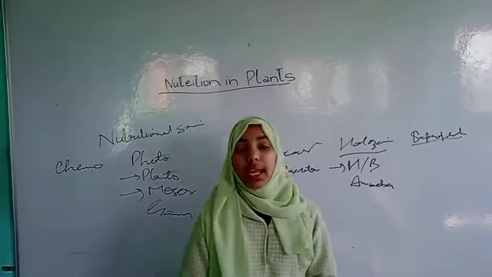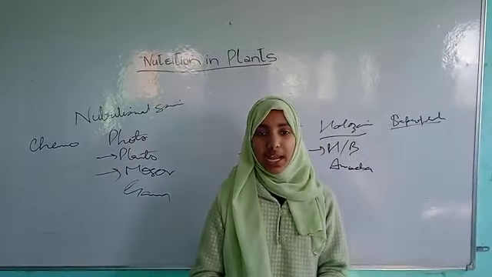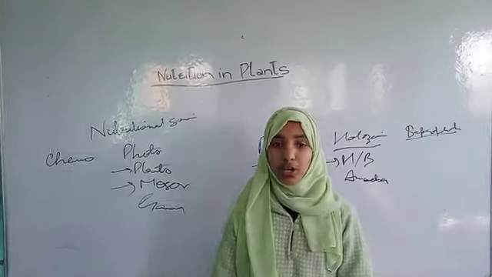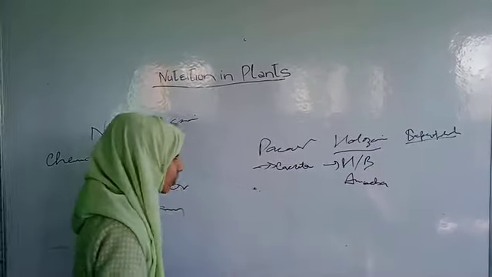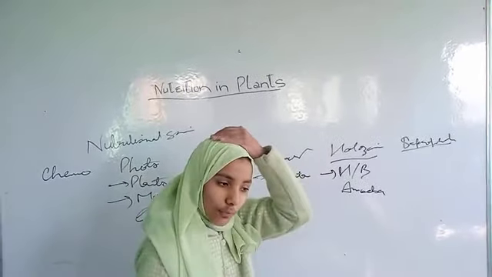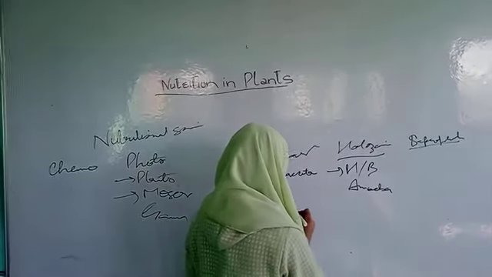Saprophytic nutrition. It's that type of nutrition in which organisms obtain their food from dead and decaying organic matter. For example, yeast, mold, fungi, mushroom, etc. And next, one important point: those organisms which obtain their food from cow dung are called coprophiles.